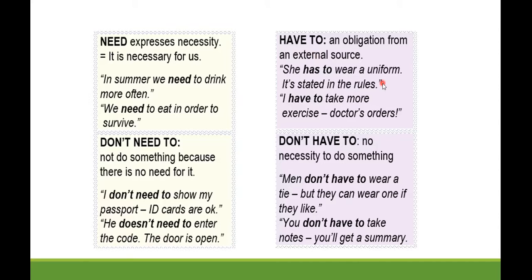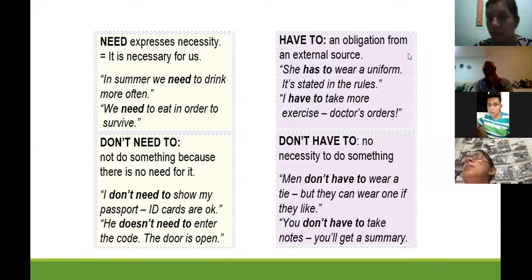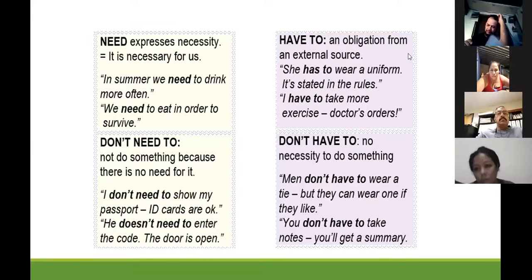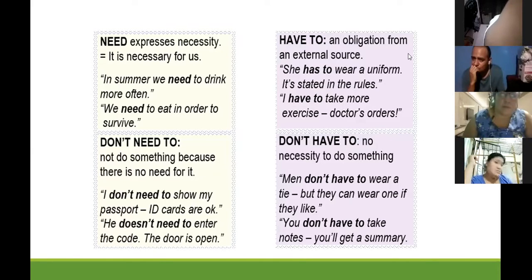Okay, then we have to. She has to wear a uniform. It's the same thing. Okay, we have to exercise from an external support. Okay. Juan, can you choose another person, please?